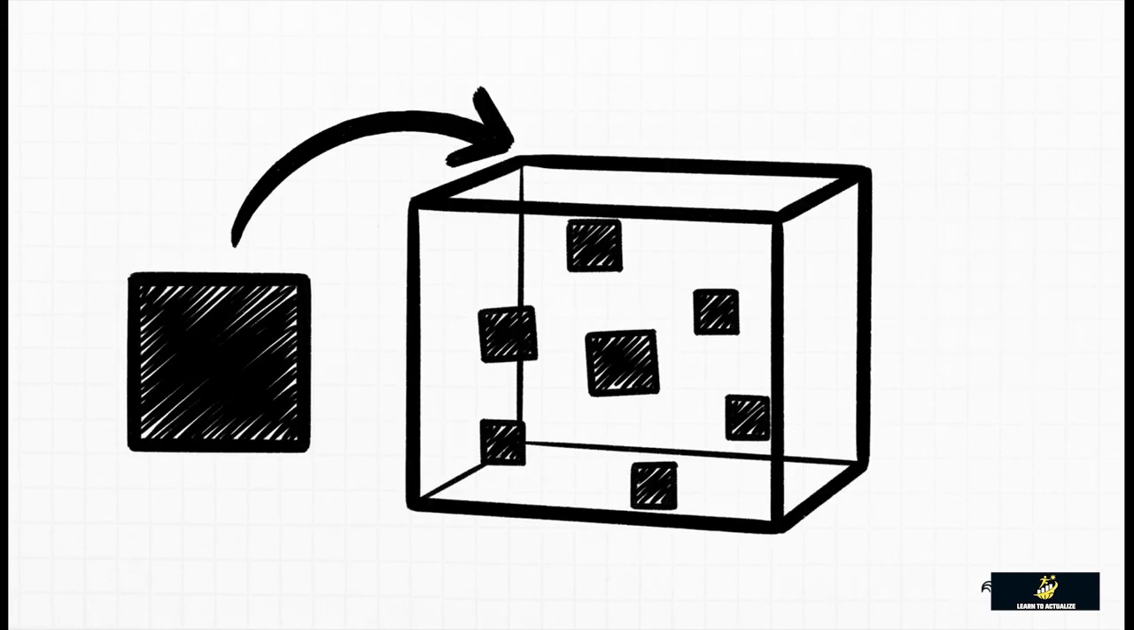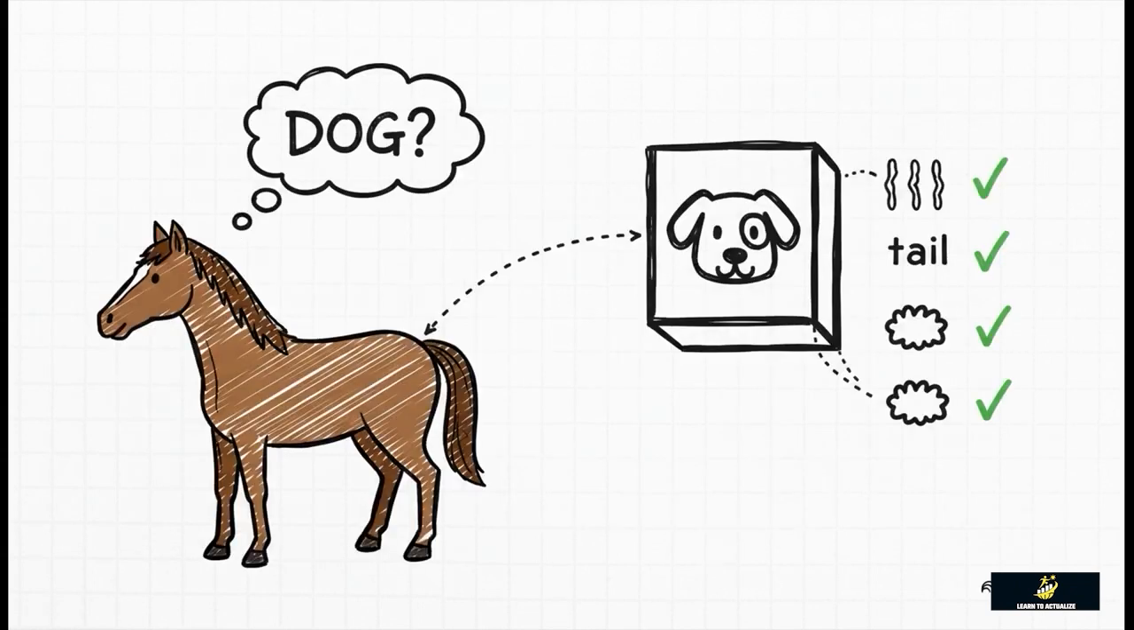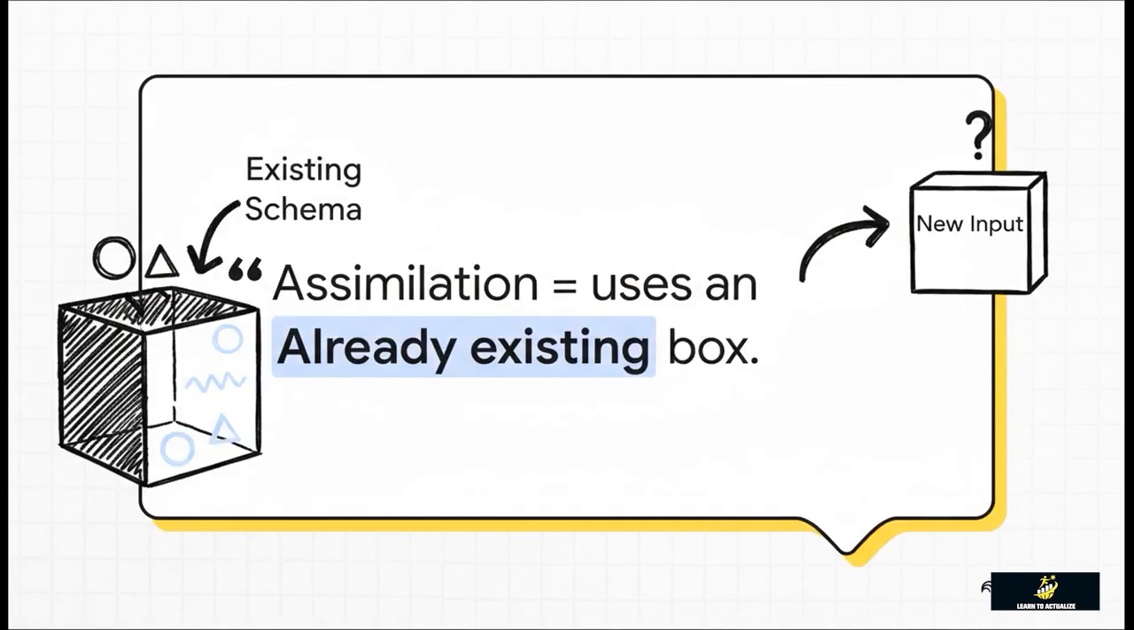Okay, so the first process is assimilation. This is when new stuff fits nicely into a box we already have. A kid sees a horse. It's got 4 legs and a tail. So, bam, their brain shouts, dog. Here's an easy way to remember it. Assimilation uses an already existing box.